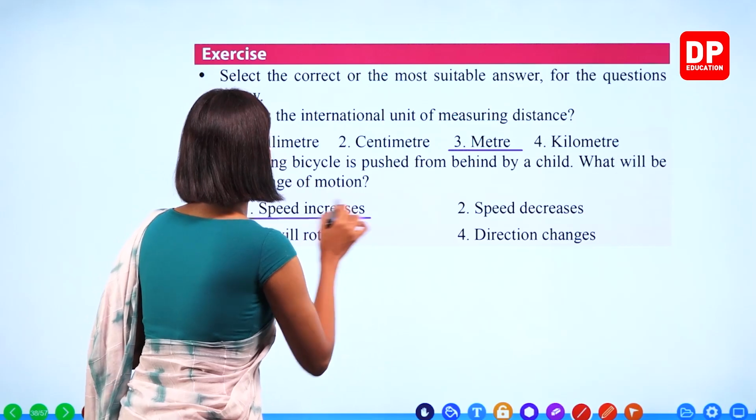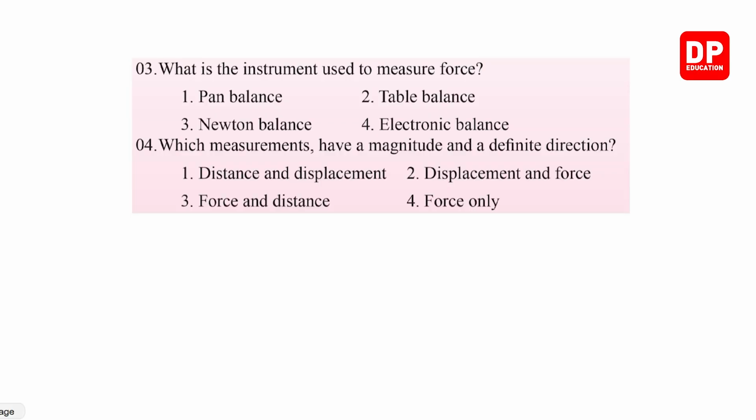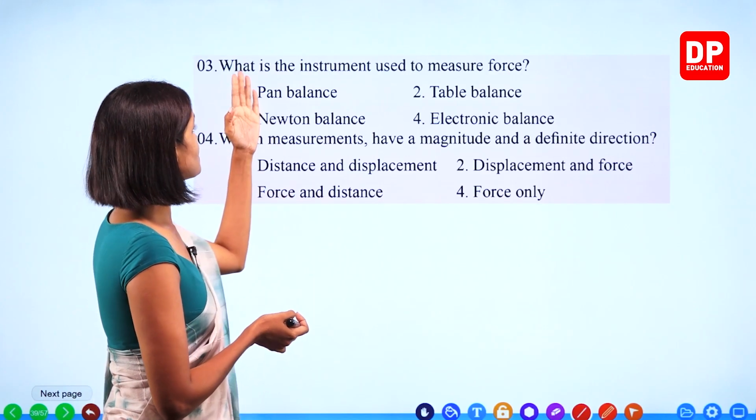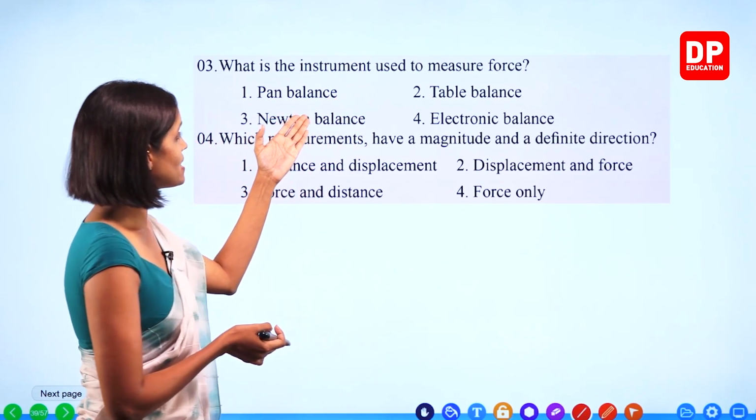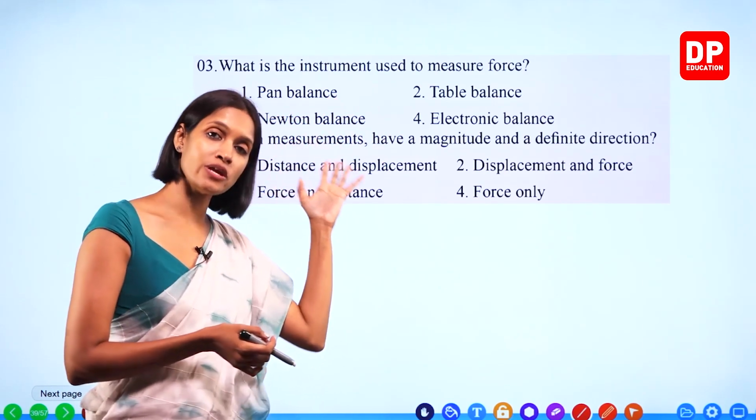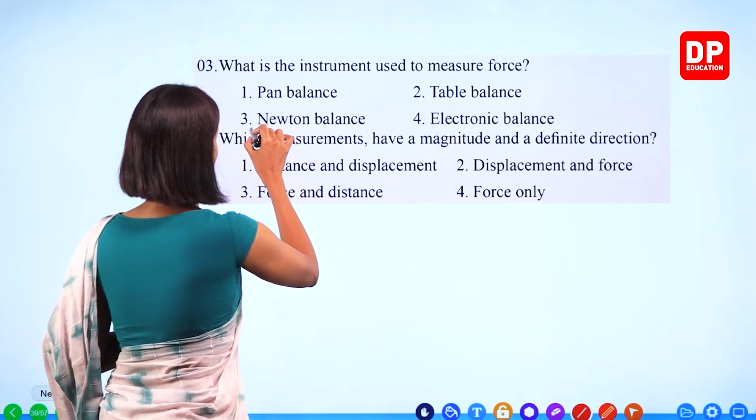Speed increases. What is the instrument used to measure force? In the lab we use the Newton spring balance, okay? Pan balance, table balance, Newton balance, electronic balance. Newton spring balance, or Newton balance, is the correct answer.